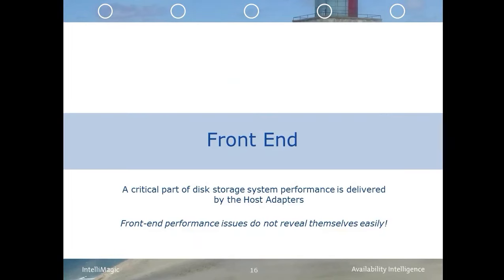Now let's consider the front end of the disk storage system. Host adapter or director bottlenecks are a frequent source of delays in modern disk storage. However, uncovering these bottlenecks can be pretty tricky.